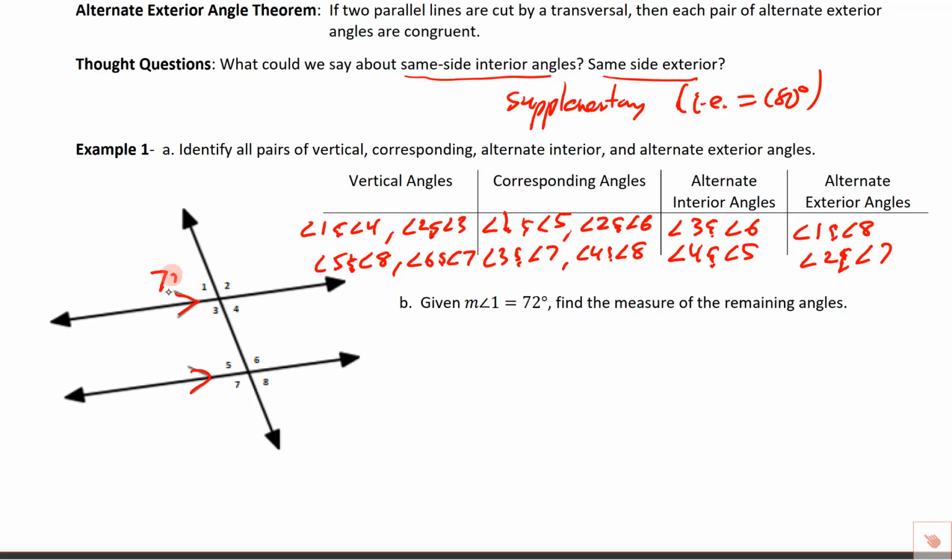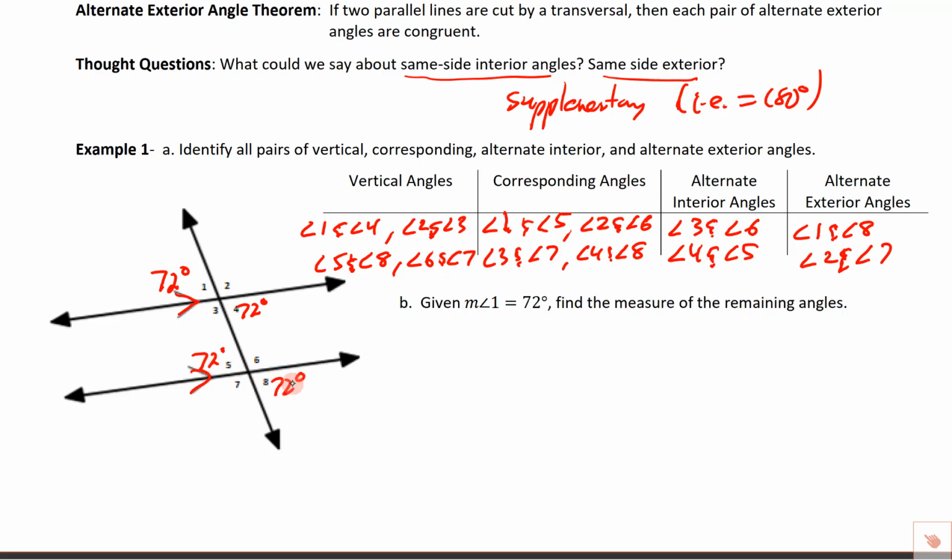Angle 1 is 72 degrees. So I'm going to go ahead and mark that as 72. Well, we know that corresponding angles are congruent, so I can mark this as 72. We also know that vertical angles are congruent, so I can mark that as 72. But there's a vertical angle down here, so that is 72 degrees.